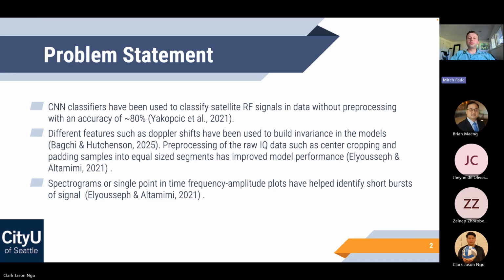has improved model performance. And then also spectrograms, which are frequency amplitude plots at a single point in time, have also been used to identify short bursts of signal. Next slide.